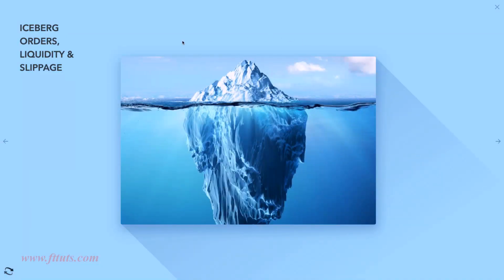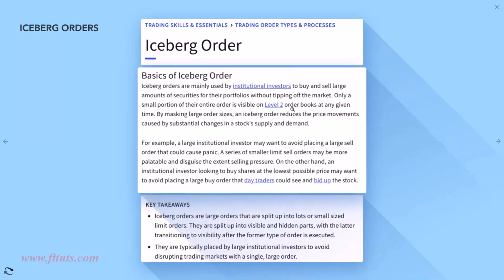So iceberg orders, liquidity, and slippage. This is why the market has to move and function in the way that it does. The basics of iceberg orders is that they are used by institutional investors, and this is from Investopedia, but the same concept applies exactly in stocks and in Forex as well. Institutional investors, you could say financial institutions, buy and sell large amounts of securities or currencies for their portfolios without tipping off the market.